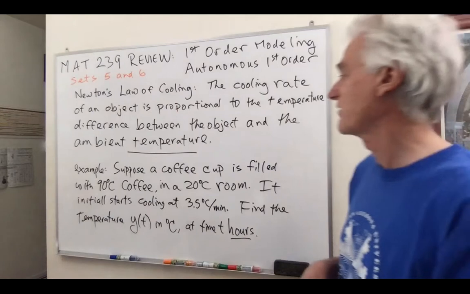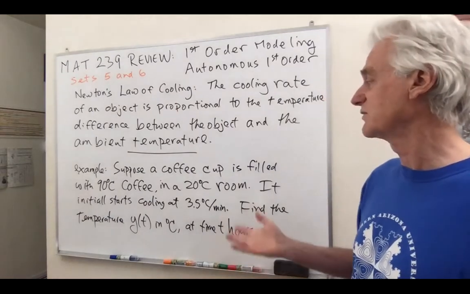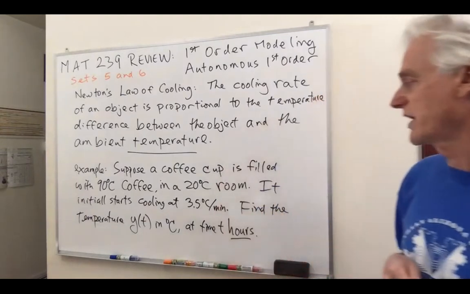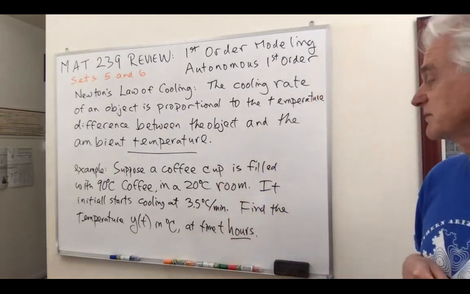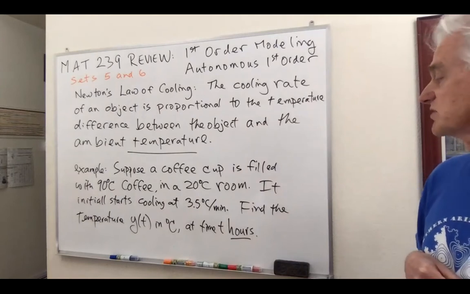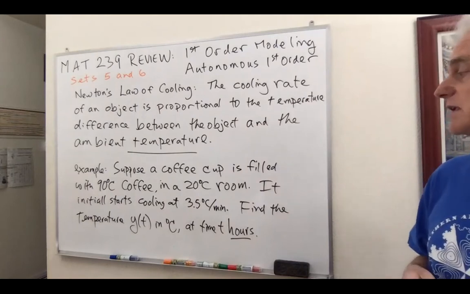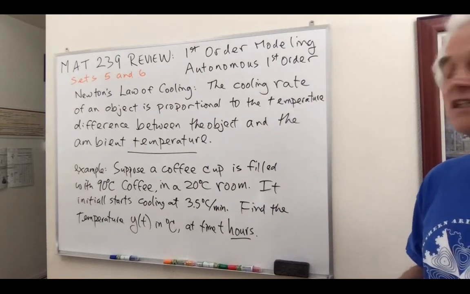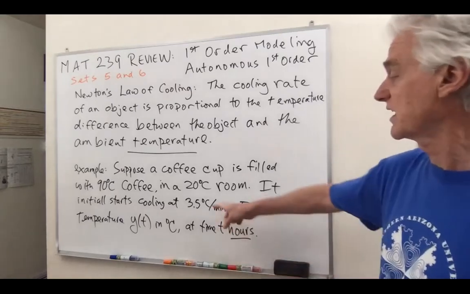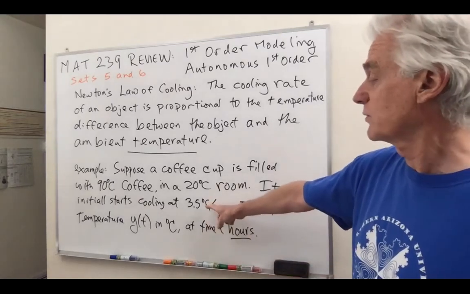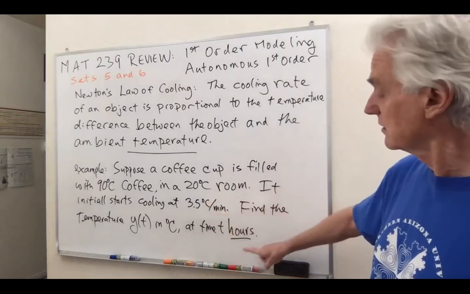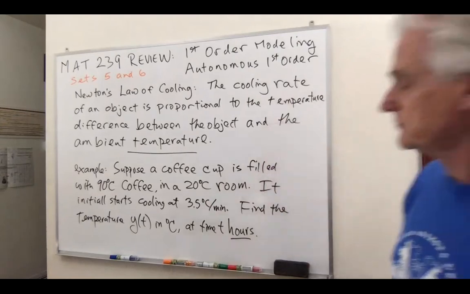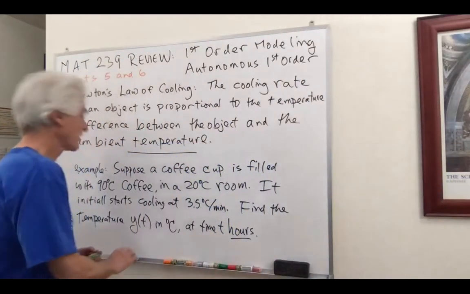So we pour this coffee in the cup at, we'll call it, t = 0. And then initially it's cooling down at a rate of 3.5 degrees C per minute. Okay, so find the temperature y(t) in degrees C at time t hours. So even though we gave the cooling rate as 3.5 degrees C per minute, time t is in hours. All right, so let's start here.